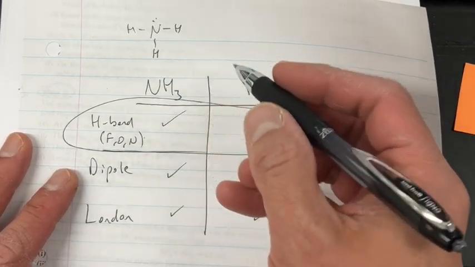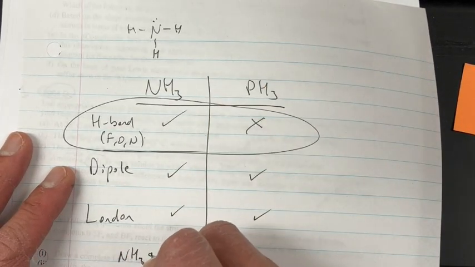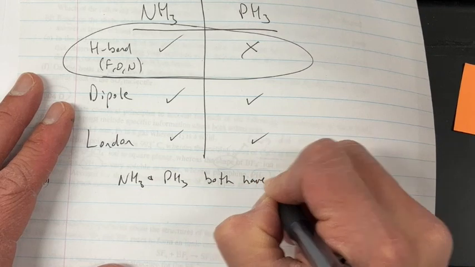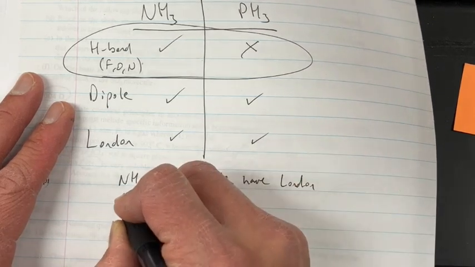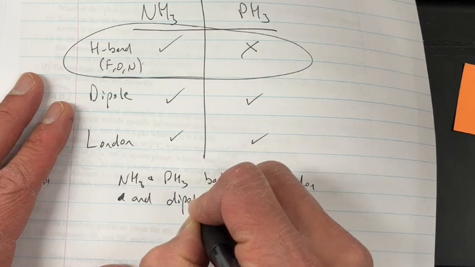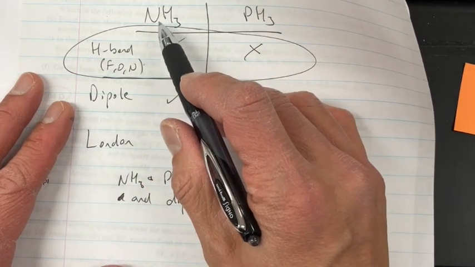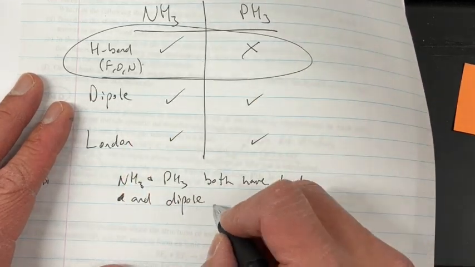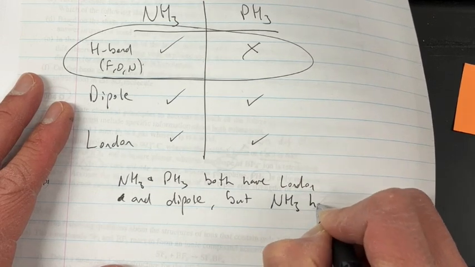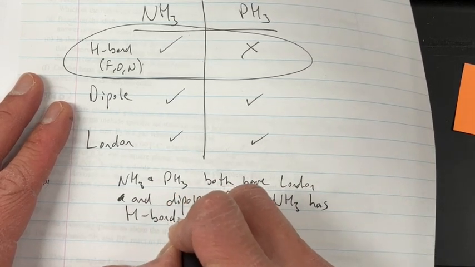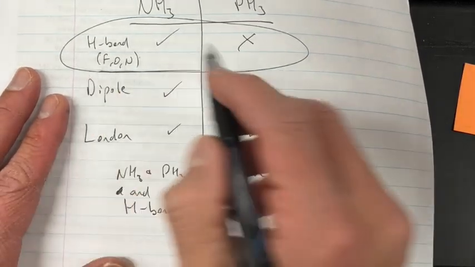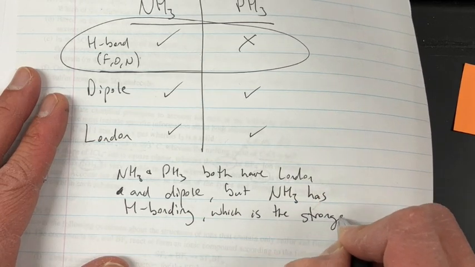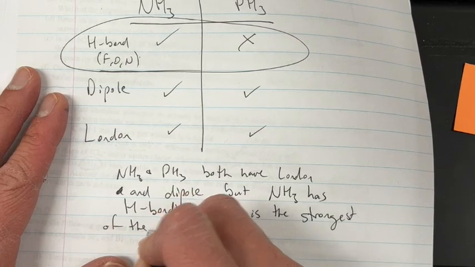So I would say NH3 and PH3 both have London and dipole. Okay, so remember that if it's pyramid, it's asymmetric, right? So this is asymmetric, so it gives dipole. But NH3 has hydrogen bonding, which is the strongest of the forces.